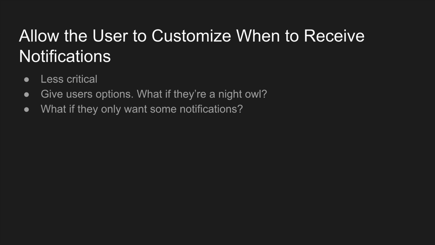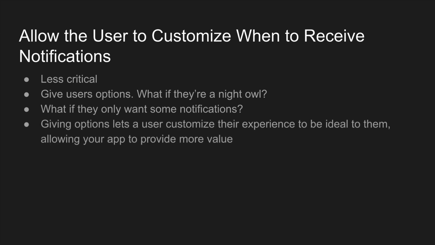Also consider, if you've got different types of notifications, allow them to decide what types of notifications they want. Just like you get with email, where there's newsletters, but then there's also critical system updates. Those are two different types of messages. Allow them to decide what types of push notifications they get. That way they don't potentially disable all push notifications. And that just gives the user options to customize their experience to be ideal, and that allows your app to provide more overall value, which hopefully will improve interaction and just keep them around in your app more.